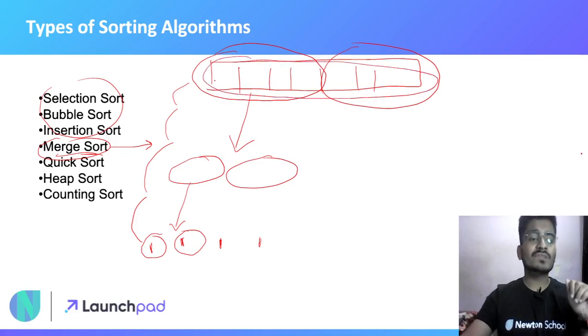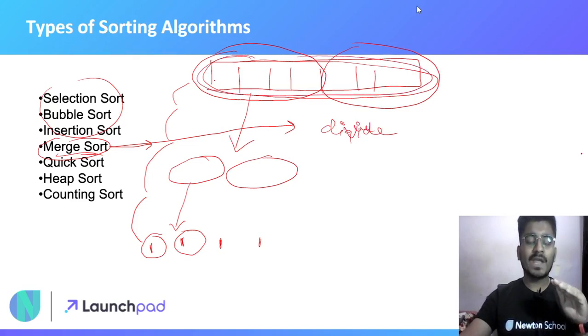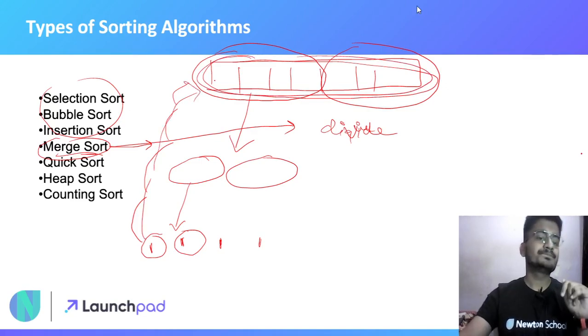So you can say it is a kind of divide and conquer algorithm. Divide and conquer: firstly we divide the whole container, and then after sorting we convert the parts back into a single container. Okay, now we have quick sort.